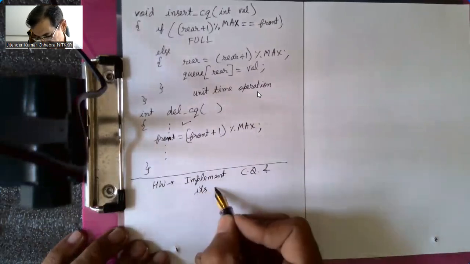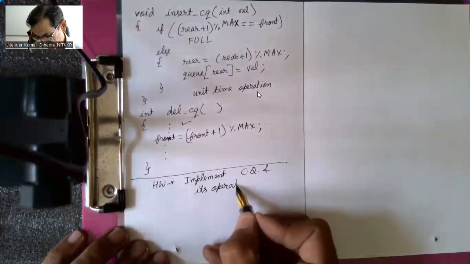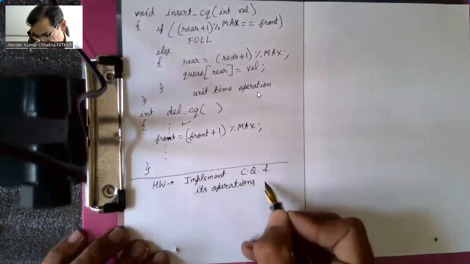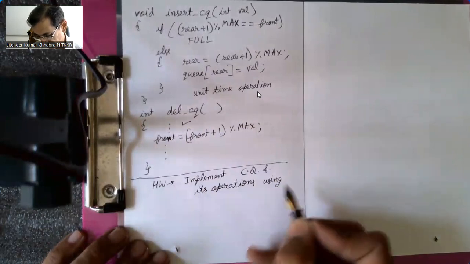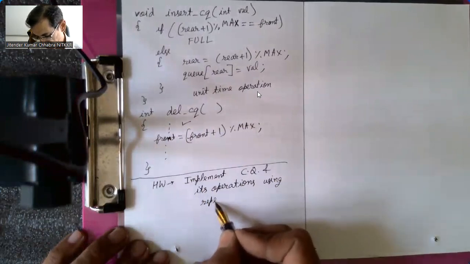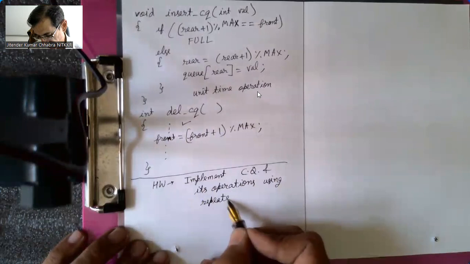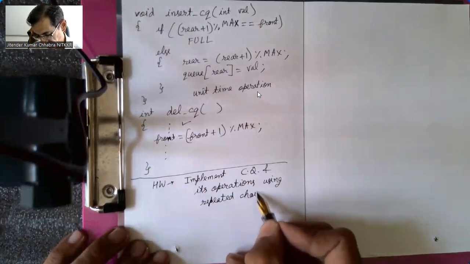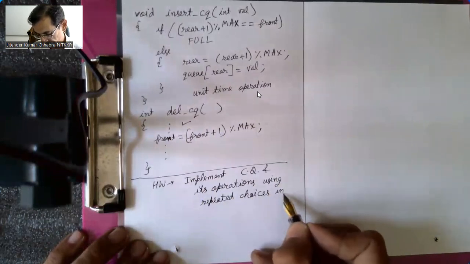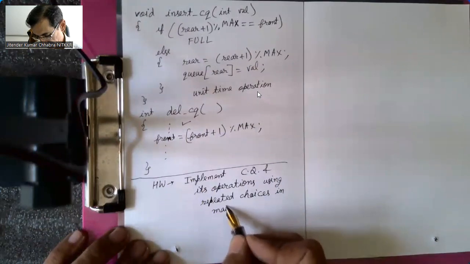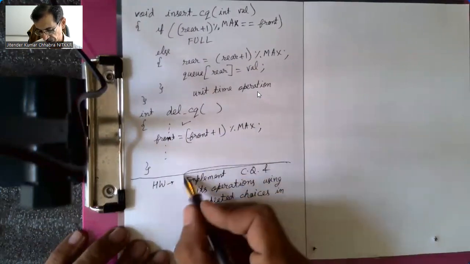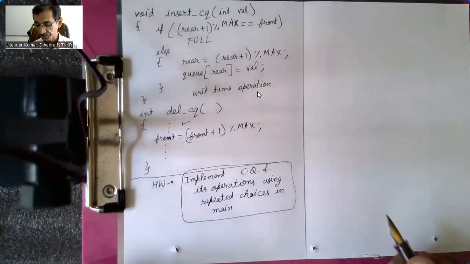Using repeated choice, you can again give. So in main, you can give repeated choices to display and insert and delete and verify that it works. So I'm sure you can easily implement this.